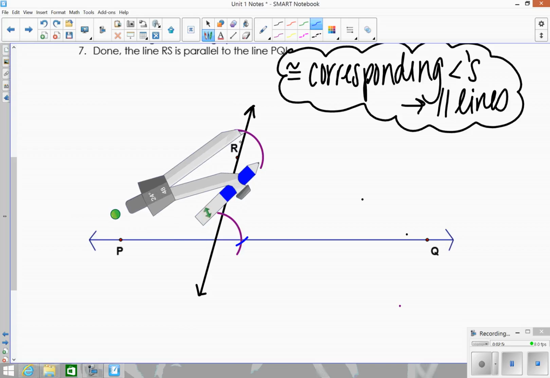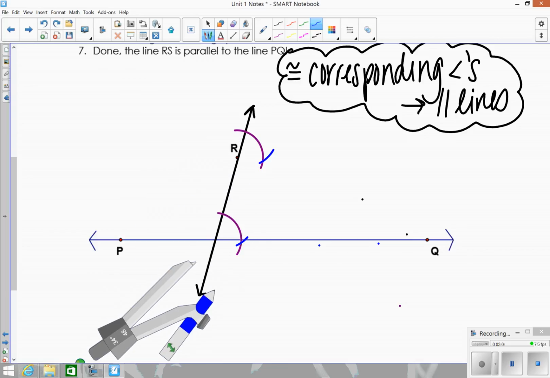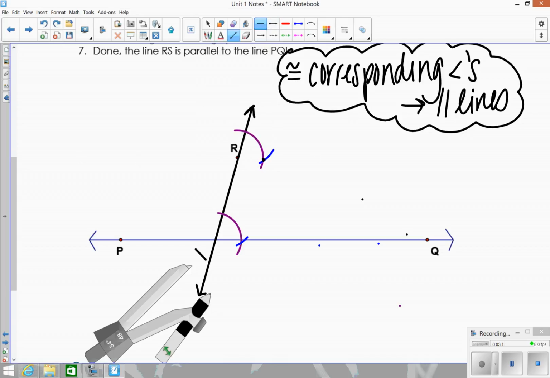And notice that my metal point is on the purple arc, not at point R, because it was on the purple arc down here when I created the blue arc. So I'm going to go ahead and mark it and get my compass out of the way. And this intersection point is where, if I connect from there through R, that line will be parallel. So I'm going to go ahead and do that.